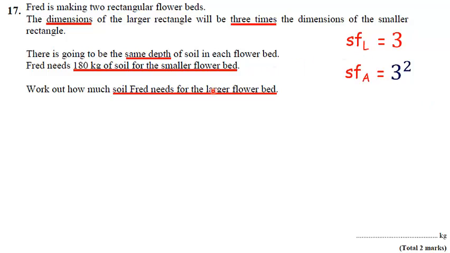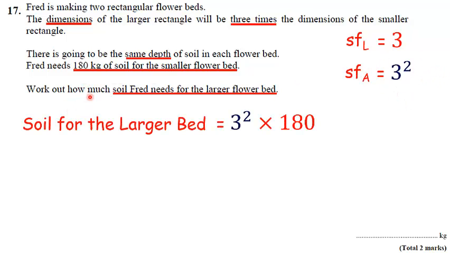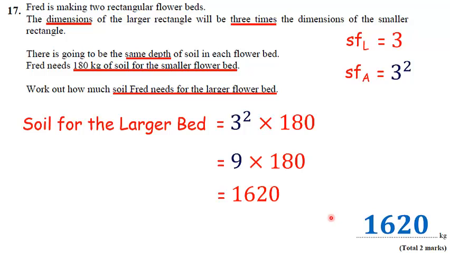Looking at the whole thing, the amount you need will be 3 squared, which is 9 times more. So the soil for the larger flower bed is going to be 3 squared times 180. That's 9 times 180. You go to your calculator to work this out, and you'll get 1,620. Your answer is 1,620 kilograms of soil needed for the larger flower bed.